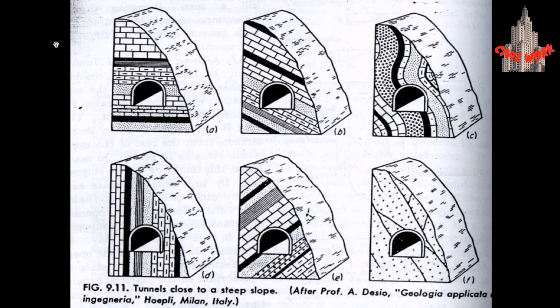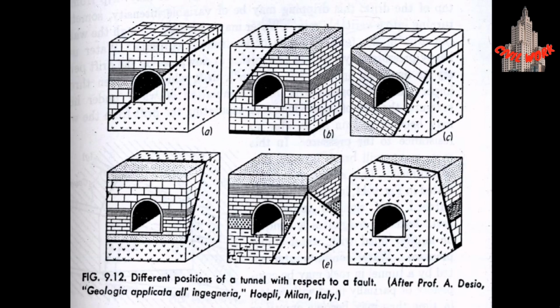Here is the horizontal strata. Here we have moderately inclined strata. Here we have squeezed strata, and here we have the vertical strata. Here we have moderately inclined strata, and here we have the fractured rocks. This is a very critical situation in tunneling construction. These figures show different positions of the tunnel with respect to a fault.